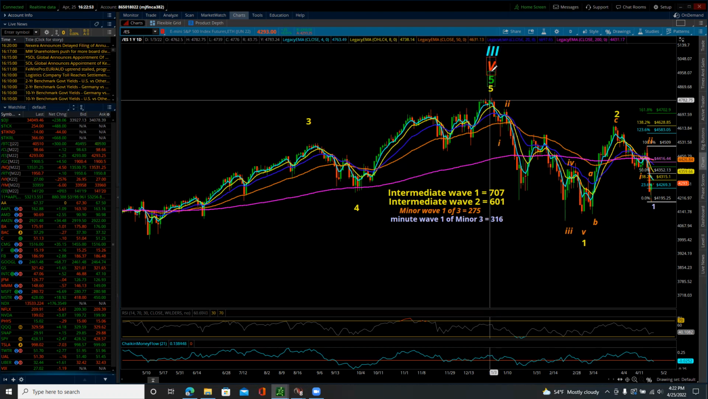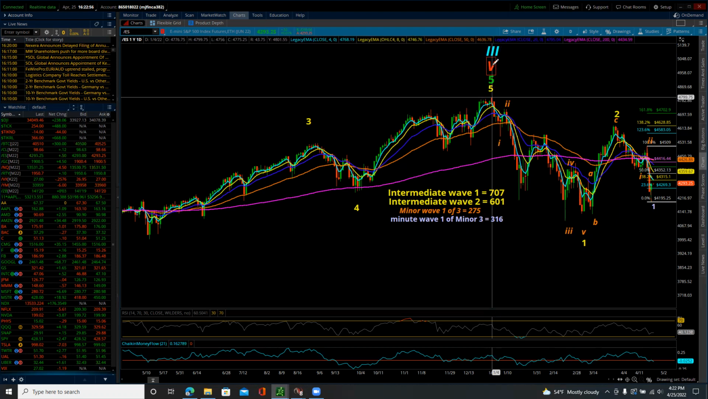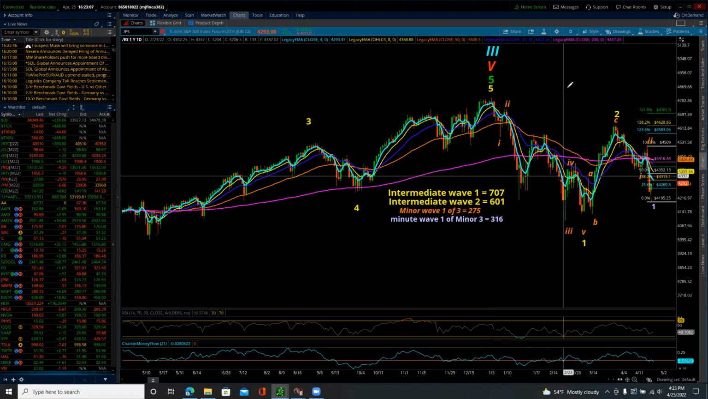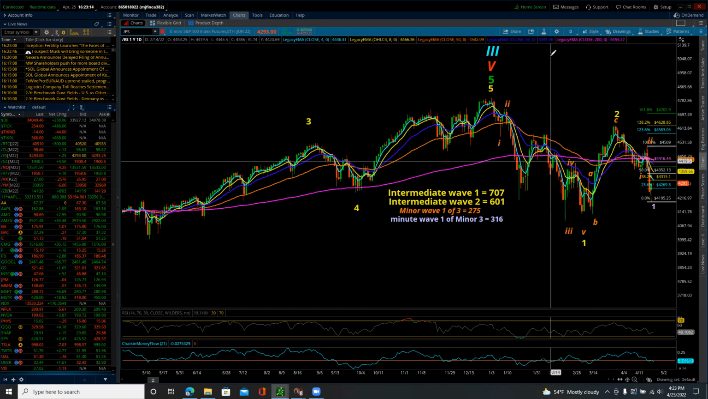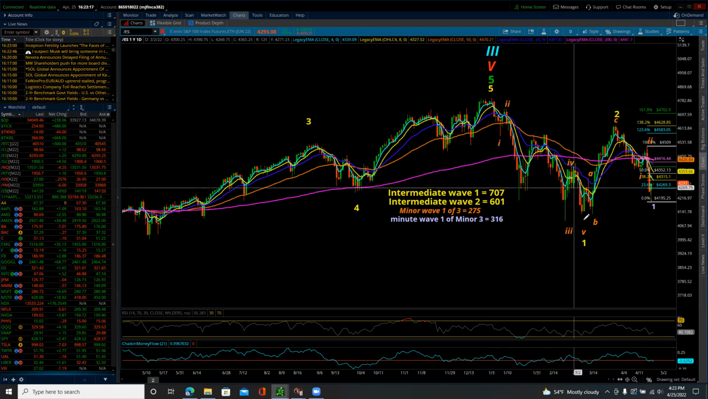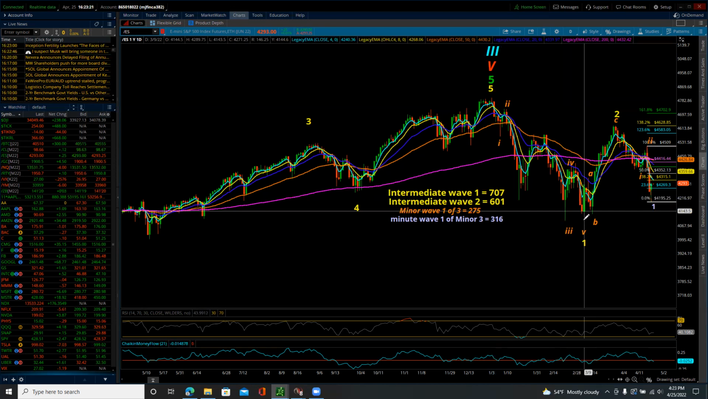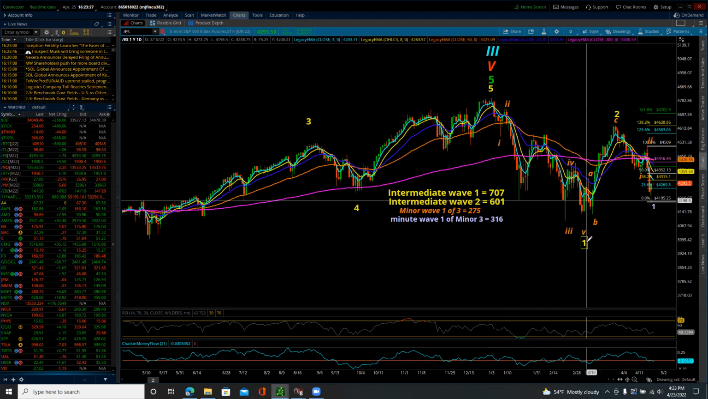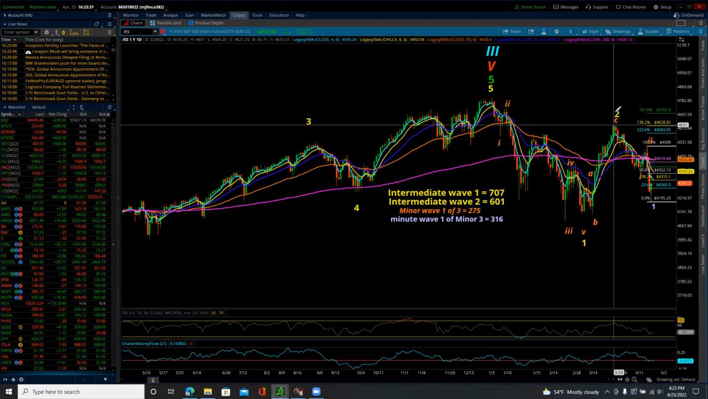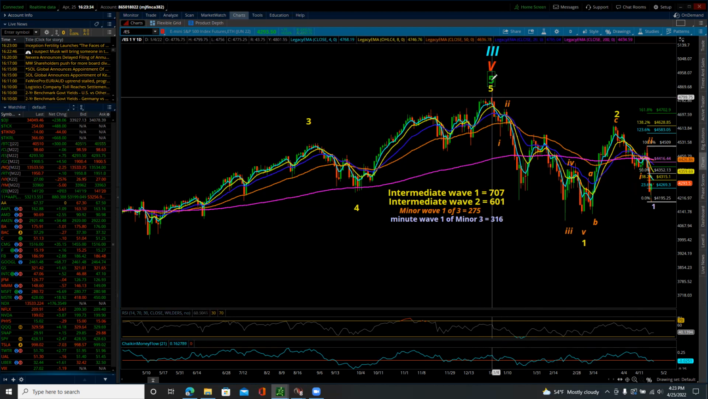And so we're correcting, it'll come in the form of an ABC structure on a cycle degree, on a primary degree, and on an intermediate degree. It's always going to be an ABC, but it's either going to be a zigzag ABC, or it will be a flat ABC. So right now I'm beginning to count what we're in as a zigzag on the primary degree level. So that suggests that on the intermediate degree, I'm going to be putting in an intermediate five-wave decline to form wave A of primary wave A, and then move into a primary wave B.